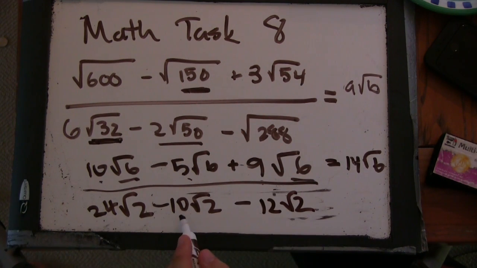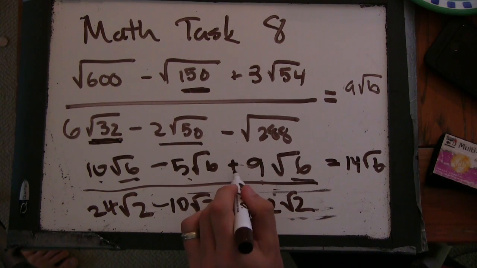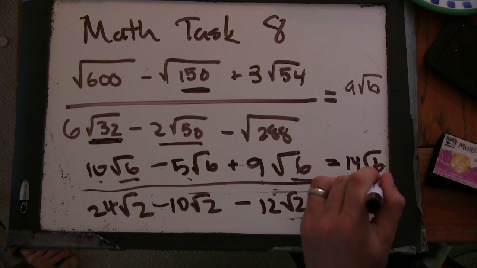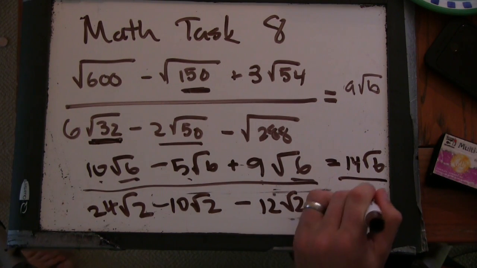Okay, so I get 24 minus 10 minus 12. That's going to be... Oh, sorry, plus. No, minus. Yeah, minus. Okay, so that would be 2 times the square root of 2.